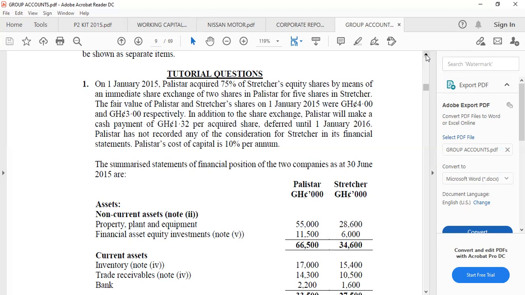So what is the total value that they are going to pay? They are saying 1 cedi 32 pesewas per share acquired, isn't it? Yes. How many shares were acquired by Polystar?